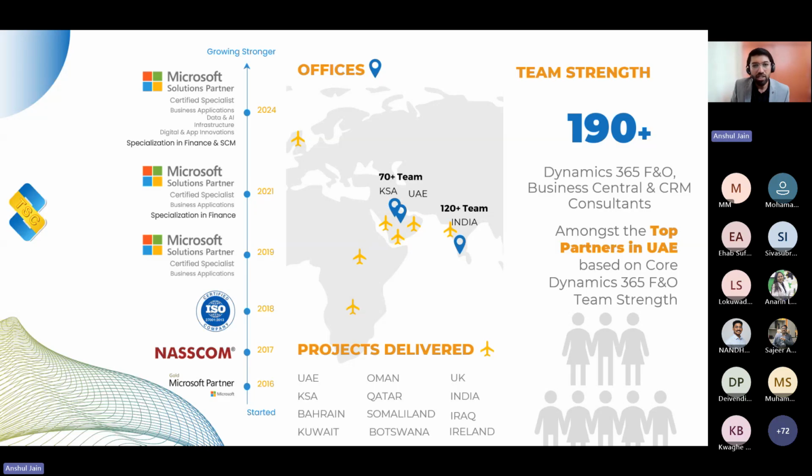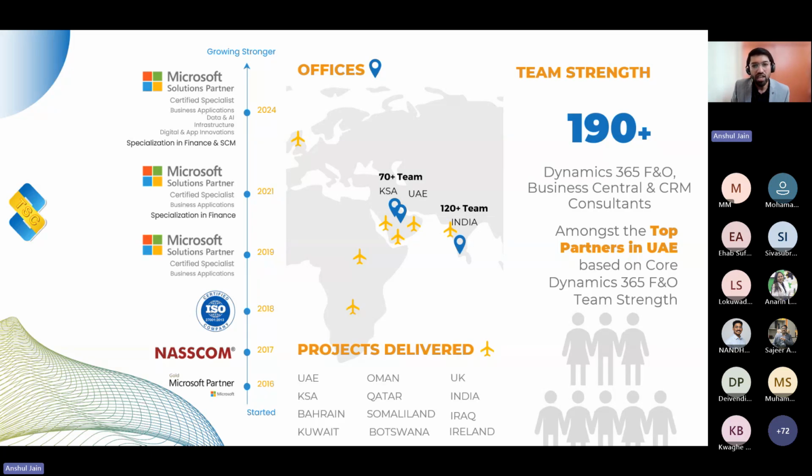This is a little bit about our journey. We started our operations in 2016, and by 2019, from Gold Partner, we became a Solutions Partner. Then we got a specialization in finance and became a certified specialist in business applications as well. And now we are a certified specialist across 4 domains: business applications, data and AI, infrastructure, and digital and app innovations. And we've got specializations in finance and supply chain.